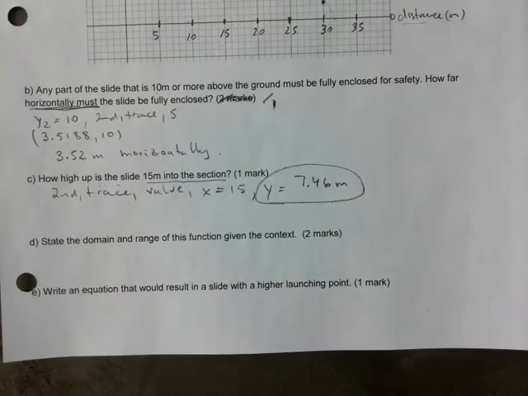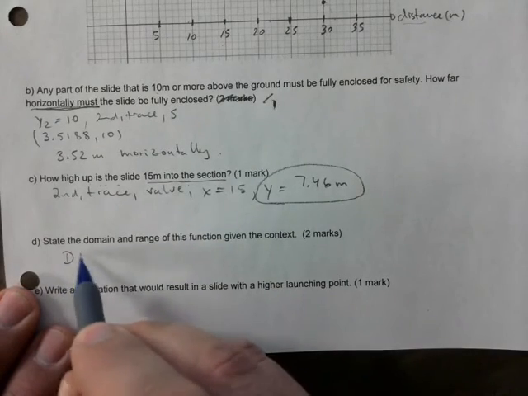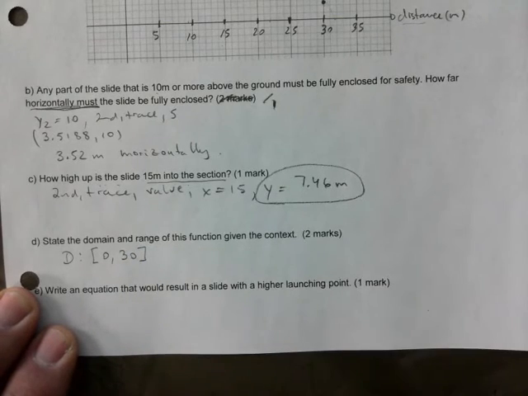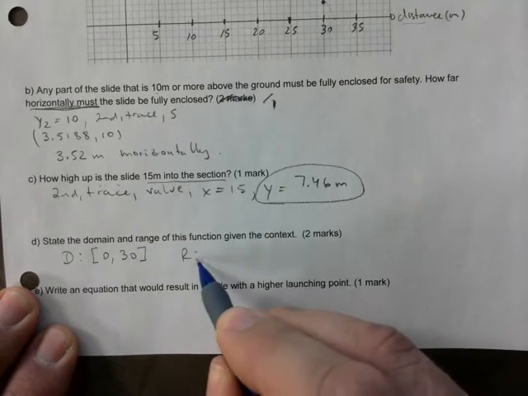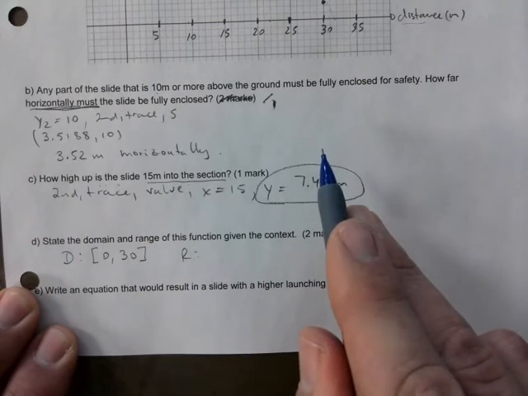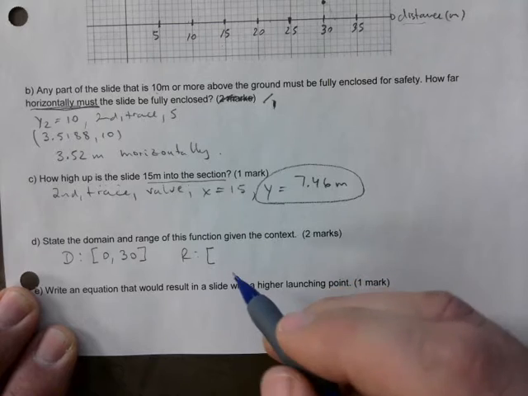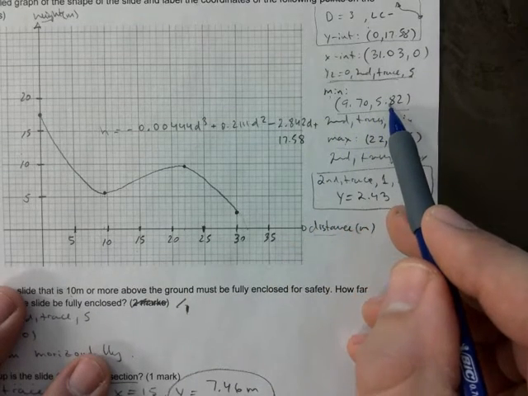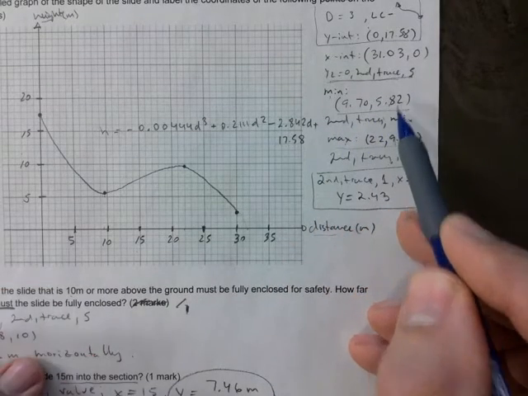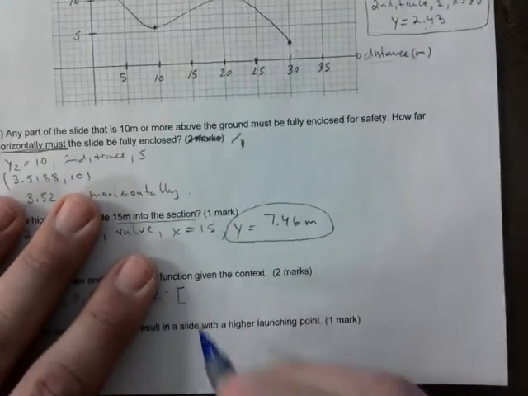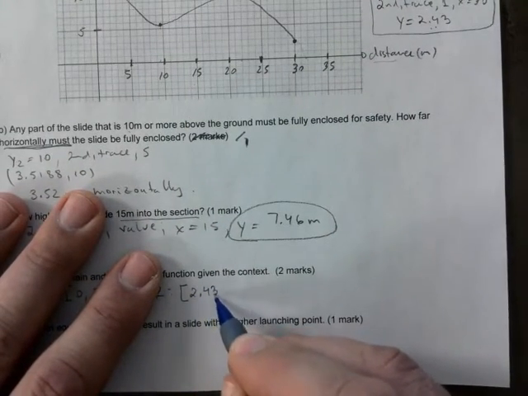State the domain and range of this function given the context. Your domain should be fairly simple. It's 0 to 30. Your range, you go from 0 distance all the way to 30 where it ends, and the range is your y values, right? So the lowest y value is my min, which I'm going to go get from here. It's 5, sorry, no. That's the lowest, right? 2.43 is the lowest. Thank you for that. 2.43.